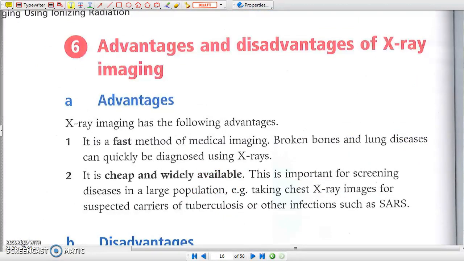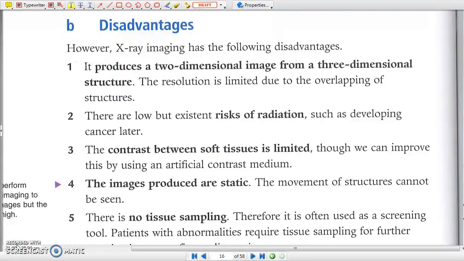Lastly, let's talk about the advantages and disadvantages of X-ray imaging. A. Advantages. As mentioned above, X-ray imaging is still popular because it is cheap, fast, and easily available. That makes it the best solution to identify broken bones and lung diseases. And it is also important for screening lung diseases in a large population, including TB, SARS, and avian influenza, especially in epidemic situations. B. Disadvantages.